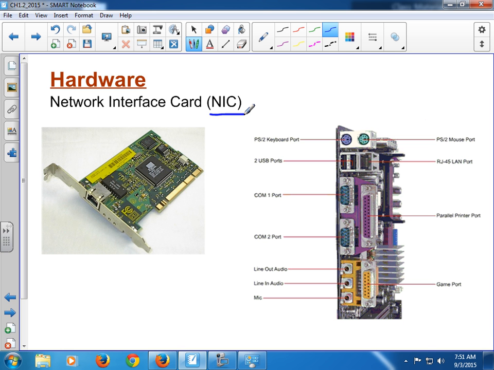Okay, we have PCs that have 3 network cards on them, so they can be on different networks at the same time. It's not like video where it turns one off and turns the other one on. It lets you have multiple network cards. And you might put it in because it's faster. You might put it in just because you need to be on 2 networks at once. But that's one of the things that we can add to our PC.